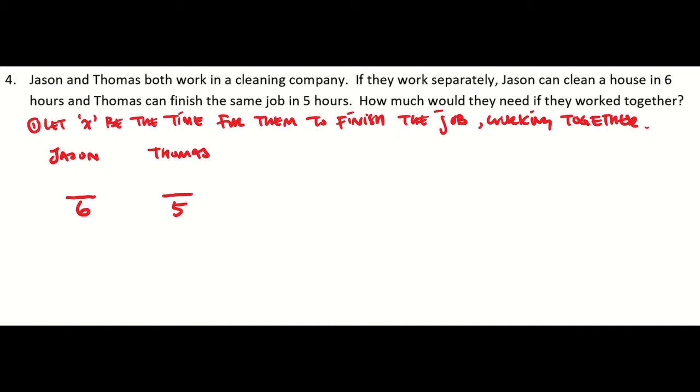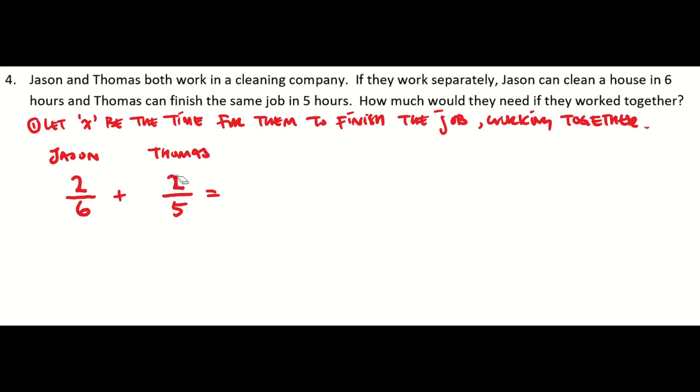Think of this where, let's say they both work for 1 hour together. It would be 1/6 plus 1/5, and that will be the amount of work they finish altogether out of 100%. If they work for 2 hours, it'd be 2 out of 6 and 2 out of 5. So 2 out of 6 is about 33%, and 2 out of 5 is 40%. So in 2 hours, they will finish about 73%.